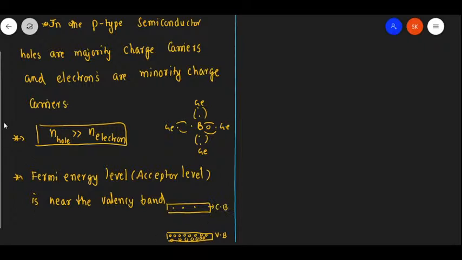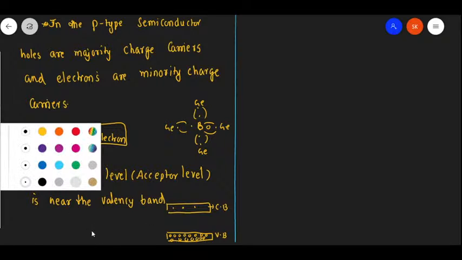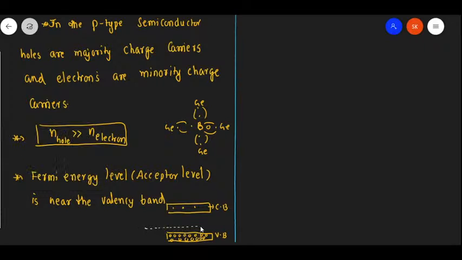And now what happens here? The Fermi energy level is the average energy level. Average energy level means these holes are more in number. That's why here the valency band energy is more and the conduction band energy is less. If you find the average, you will get near to the valency band energy. That's why the Fermi energy level is very close to the valency band, not at the middle. This is called the acceptor level, right?